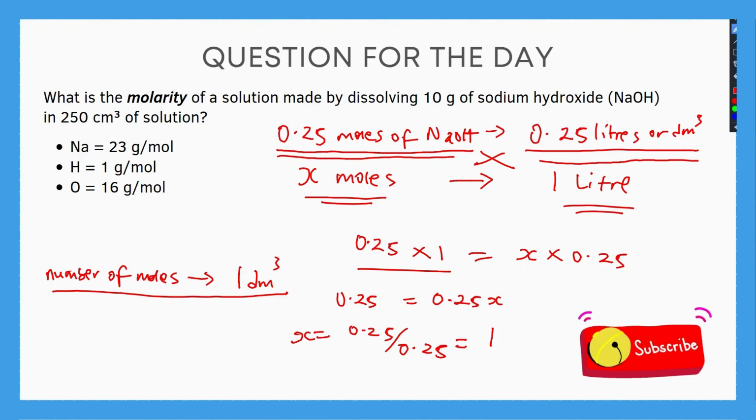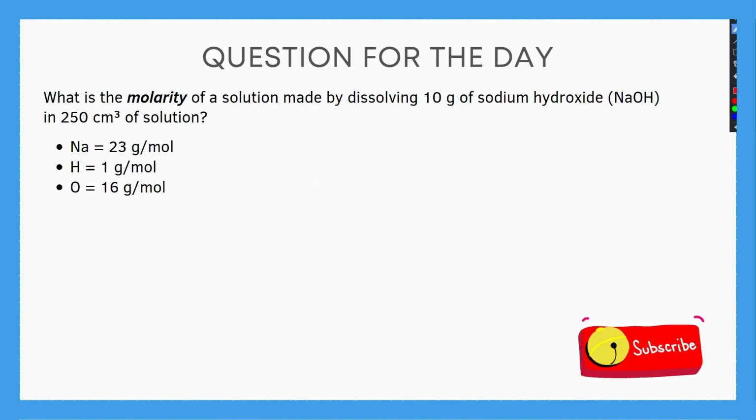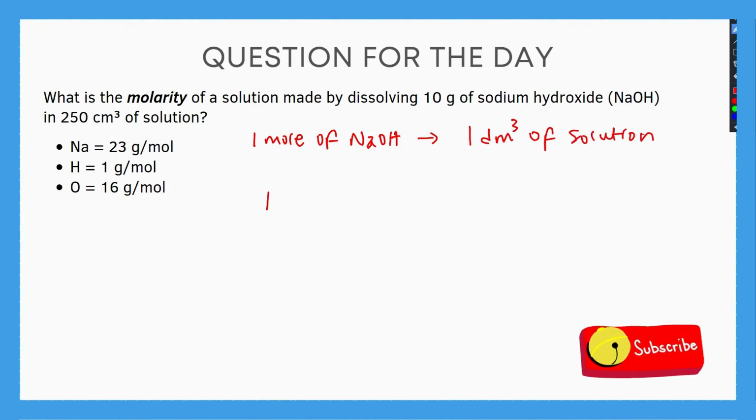So now that we have calculated our answer to be 1, it simply means that there is 1 mole of sodium hydroxide contained in 1 dm³ of solution. So that is the molarity, 1 mole per dm³. So the question that now says, what is the molarity of a solution made by dissolving 10 grams of sodium hydroxide in 250 cm³ of solution? We have calculated the molarity to be 1 mole per dm³.